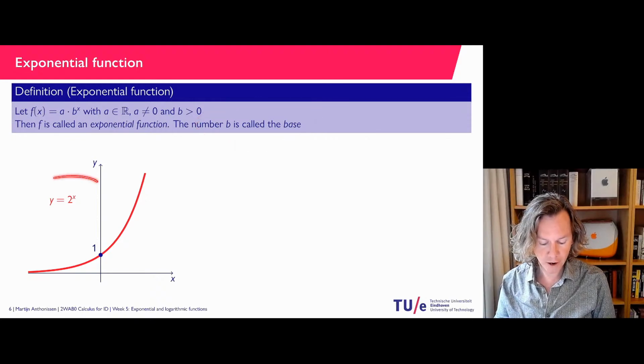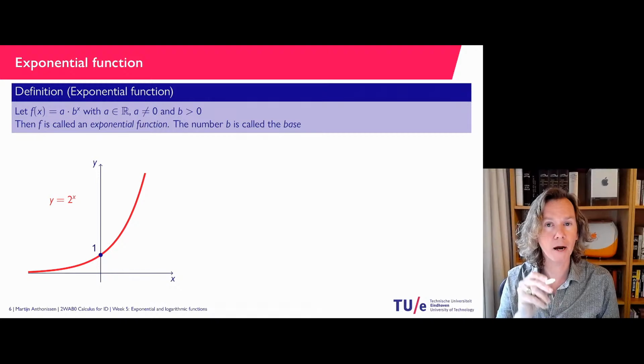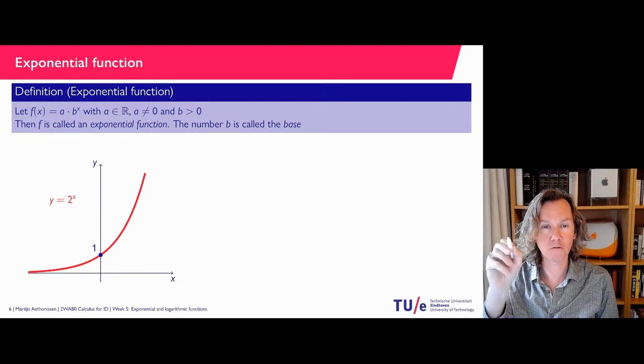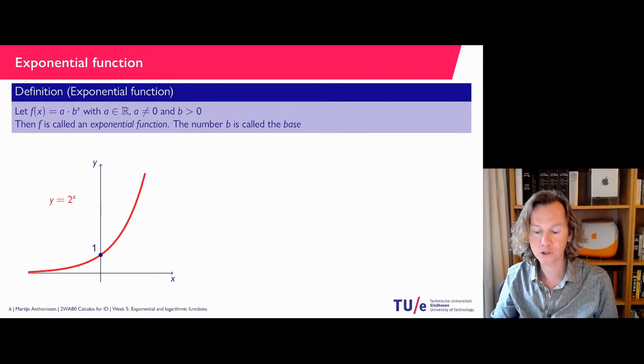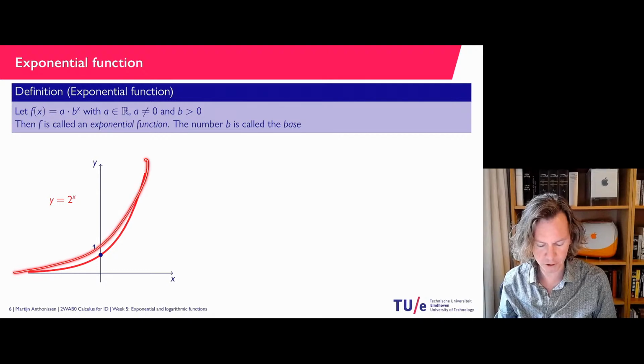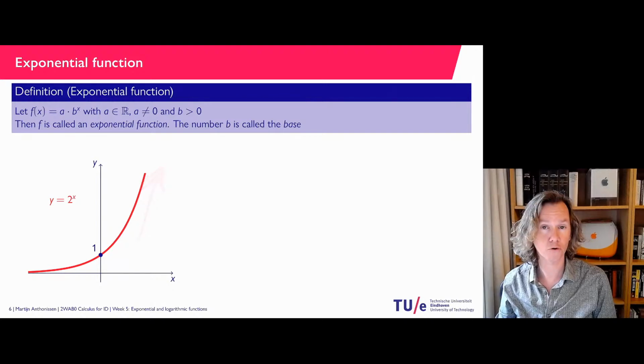So for instance, here you have the graph of y is 2 to the power x. And if you want to draw that, you just plug in values for x, right? So 2 to the power 0 equals 1, 2 to the power 2 is 4, 2 to the power 3 is 8, 2 to the power minus 2 is 1 over 4, and so on. So you can easily plot that and you will see that it goes like this. So it crosses the vertical axis at 1, and it goes to 0 if you let x go to minus infinity, and for x to plus infinity, it also goes to infinity. Okay?